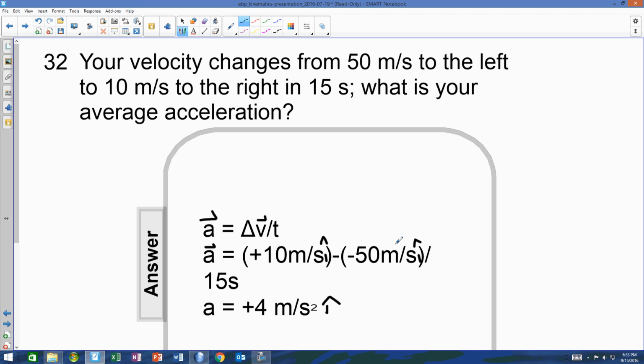This is where the vector nature of things can get you in trouble if you're not paying attention. Notice it says here that you're going 50 meters per second to the left. And notice here it says 10 meters per second to the right. So it's going to be 10 meters per second i hat minus negative 50 meters per second i hat, all divided by 15 seconds.